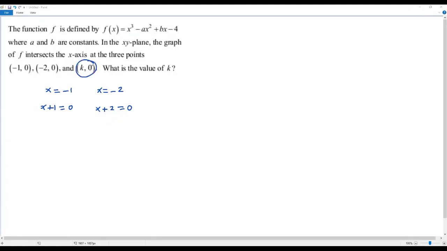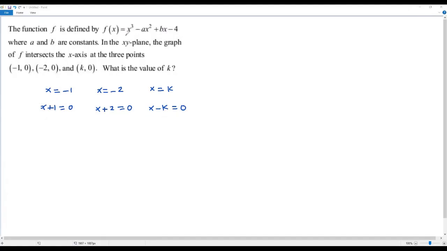Now let me consider the third x-intercept, that is (k, 0). Here the x-coordinate is k, that is x equals k. Make the right side 0. For that, we subtract k from both sides of this equation. Then I'm getting x minus k equals 0. Okay, here I got the 3 linear factors of this cubic polynomial. So they are x plus 1, x plus 2, and x minus k.